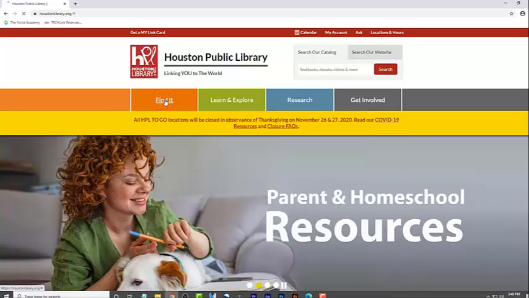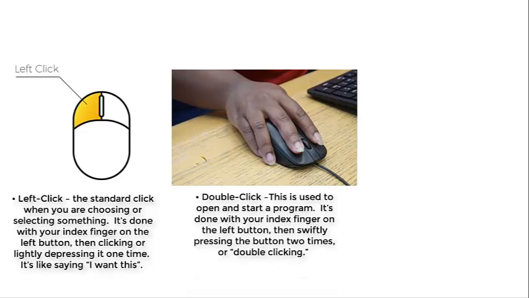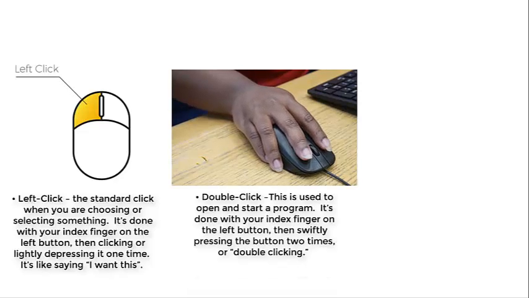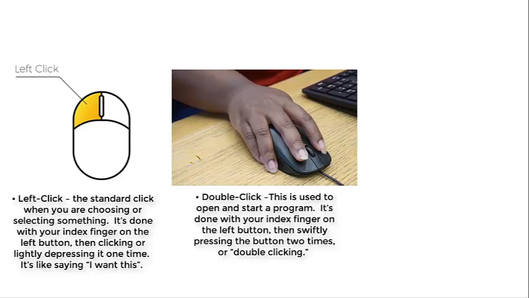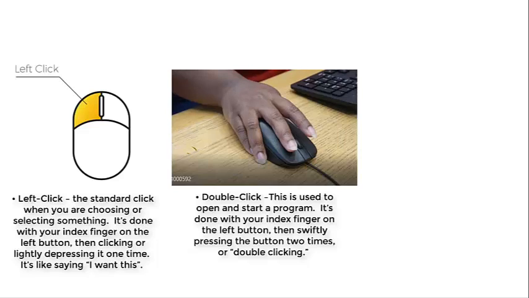The basic types of clicks used to control the mouse are left click, the standard click when you're choosing or selecting something. It's done with your index finger on the left button, then clicking or lightly depressing it one time. It's like saying, I want this. Double click. This is used to open and start a program. It's done with your index finger on the left button, then swiftly pressing the button 2 times or double clicking.